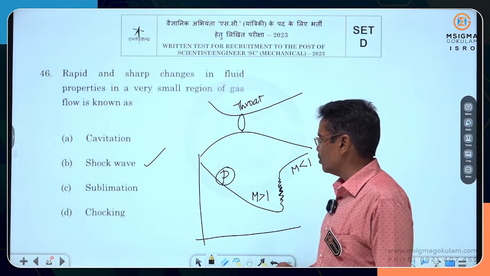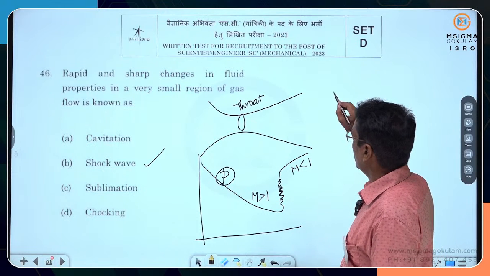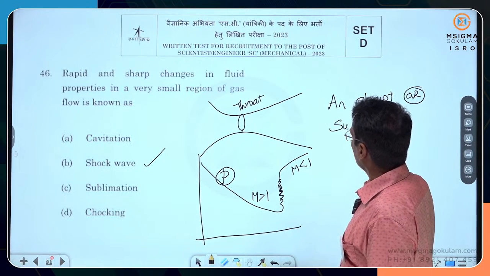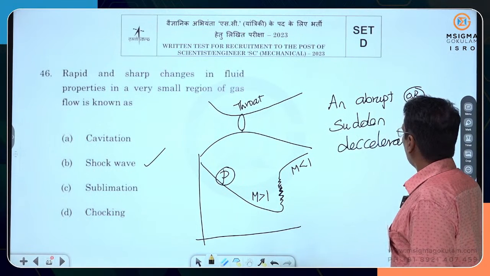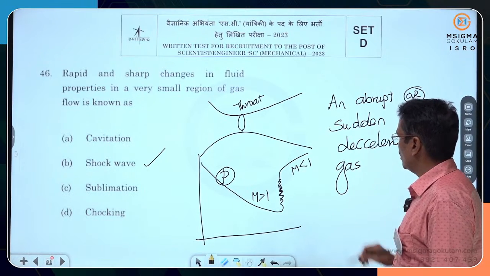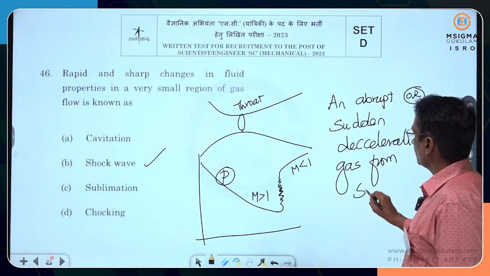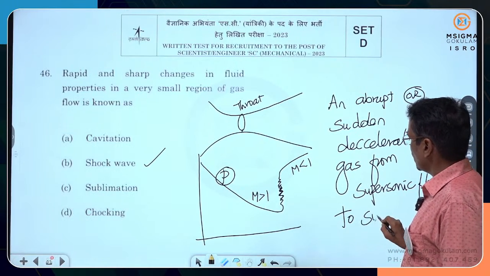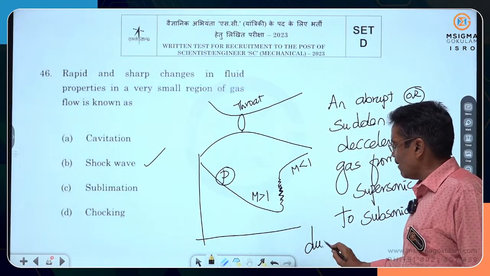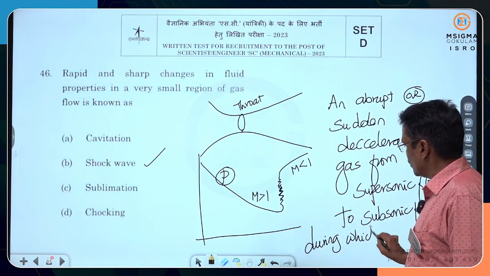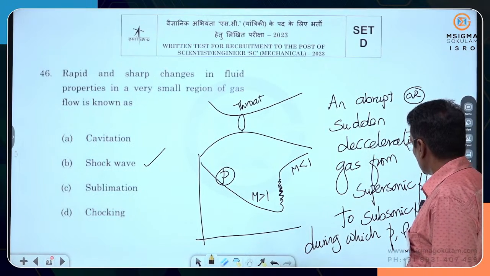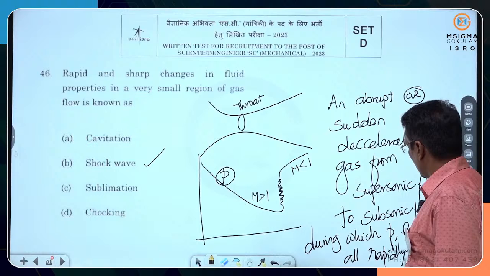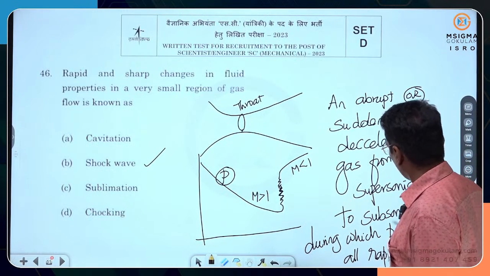That is called a shock wave. An abrupt or sudden deceleration of gas or steam, from supersonic flow to subsonic flow, during which properties rapidly change. Pressure, density, velocity, etc. all change very quickly.